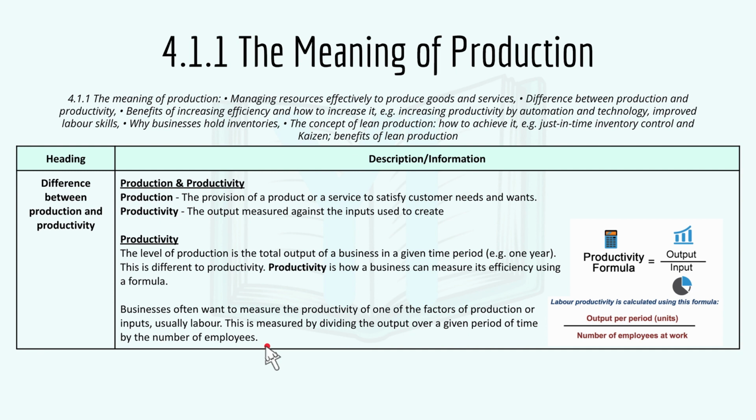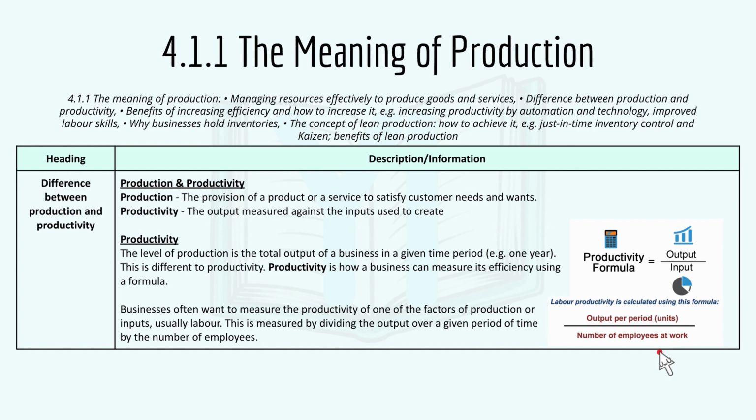And businesses often want to measure the productivity of one of the factors of production or inputs, usually labor. And this is measured by dividing the output over a given period of time by the number of employees. So it's called labor productivity, and it's output per period, or the output in a given period of time divided by the number of employees at work.